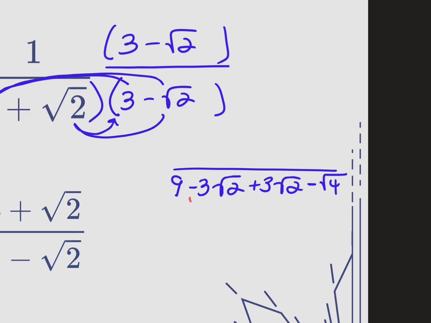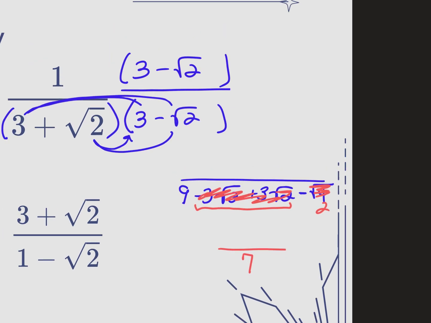What happens here in the middle? They cancel. Isn't that what we wanted to happen? And then what is the square root of 4? 2. So my denominator is 9 minus 2, which is perfect. That's exactly what we needed to happen.